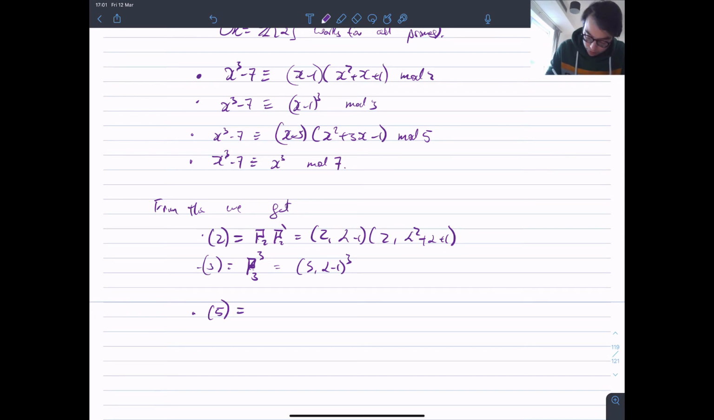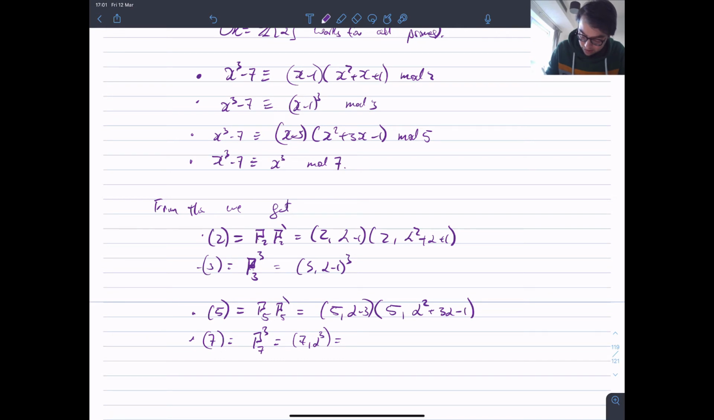5. What do we get? We get P5, which is (5, alpha minus 3), and P5 prime, which is (5, alpha squared plus 3 alpha plus 9). And lastly, the ideal generated by 7. Again, this is ramified. This is P7 cubed, which is (7, alpha) cubed, which is just the ideal generated by alpha cubed. Notice that alpha cubed is 7. So these two ideals are actually the same.